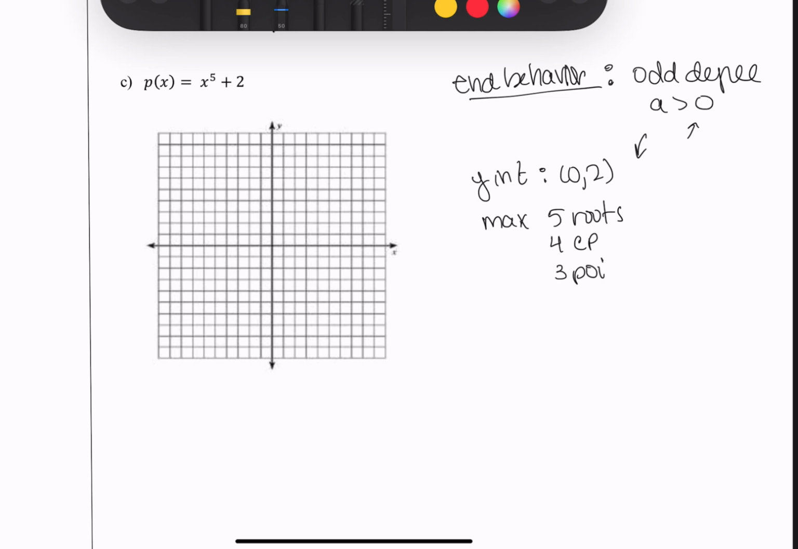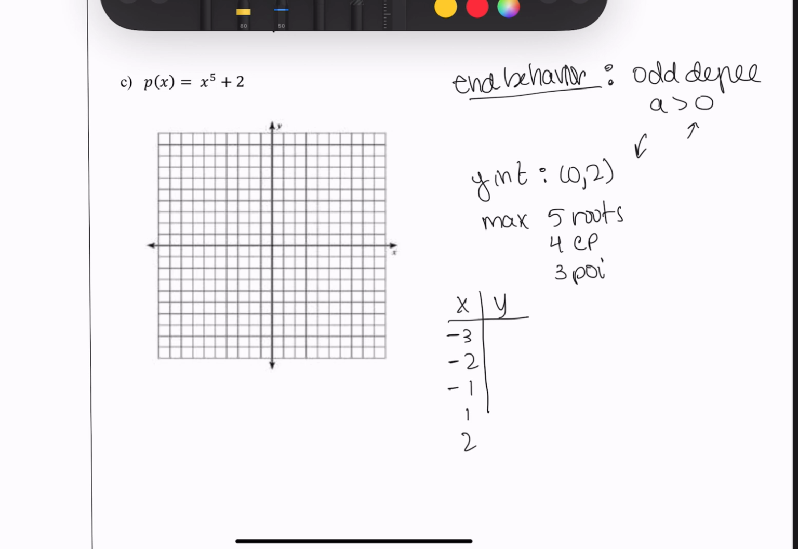Okay, so once again, we'll make an input-output table. At this point, that's what you're doing. You can use, again, direct substitution, or you can use synthetic substitution to help you out. When I did it, I used -3, -2, -1, 1, and 2.